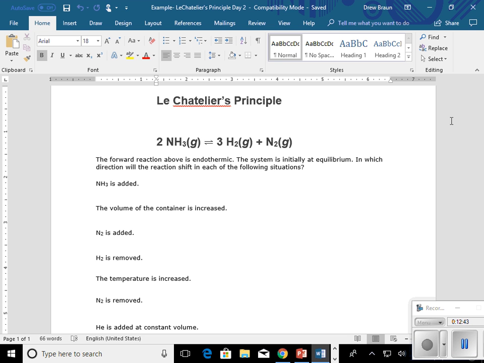Does everybody understand where I get that? Now, if I decrease pressure, it's going to move to the side with the greater amount of moles because that increases pressure. So what side has the greater amount of moles? The product side. So is this going to shift to the forward or the reverse? It's going to go to the more moles. So that would be going which way? That way, the forward.